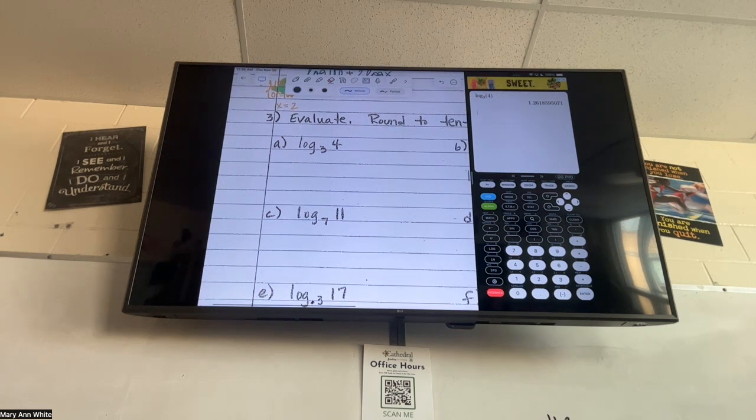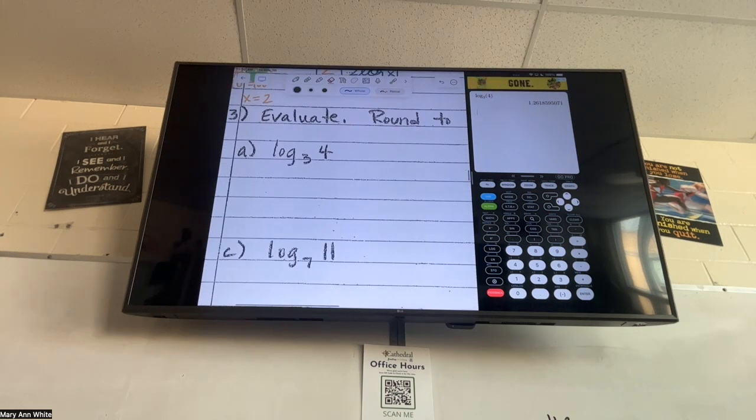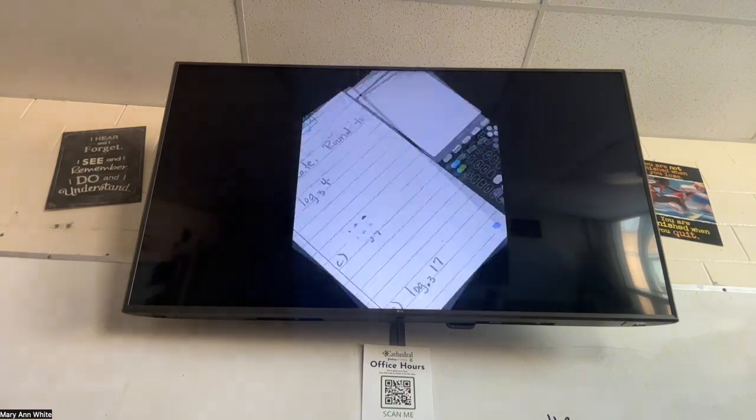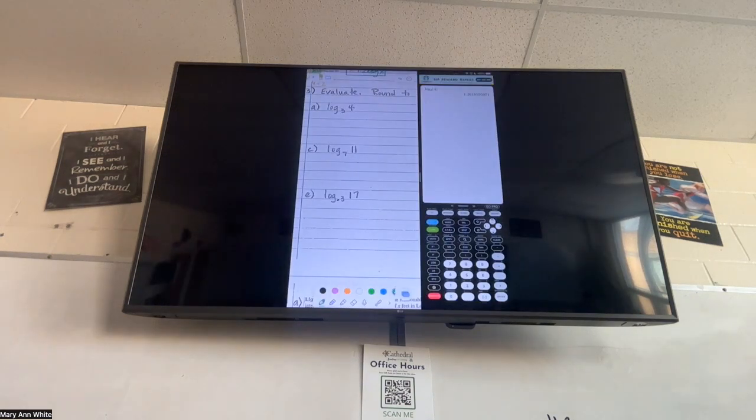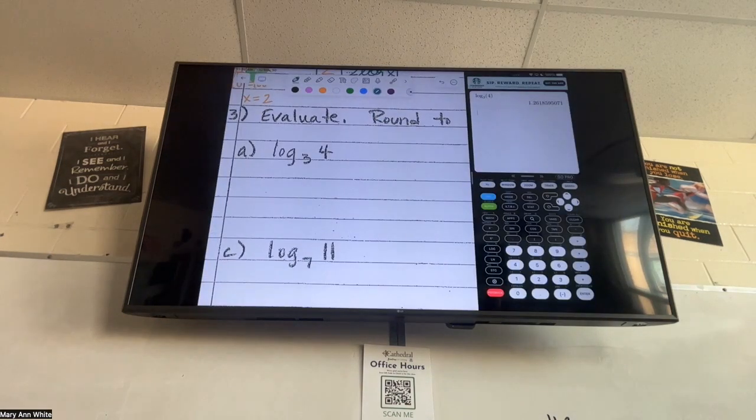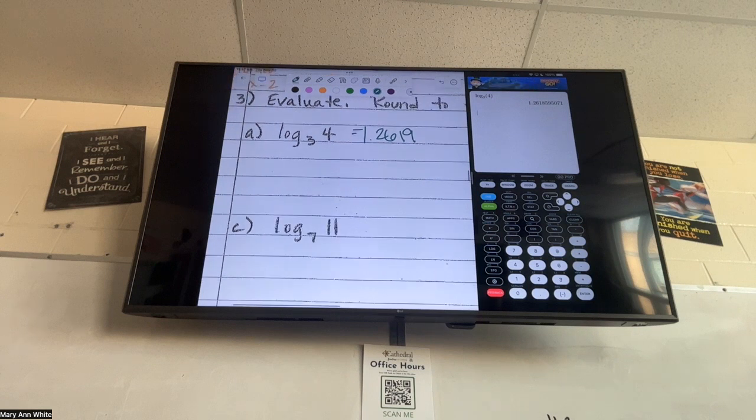And I'm going to get 1.262. It says round to the 10,000, which is 4 places. I'm going to write, you don't have to write any work, I'm going to write 1.26. I guess 19 would be the better place to round 4 places. 1.2619. That's it. You maybe do 1 or 2 more.